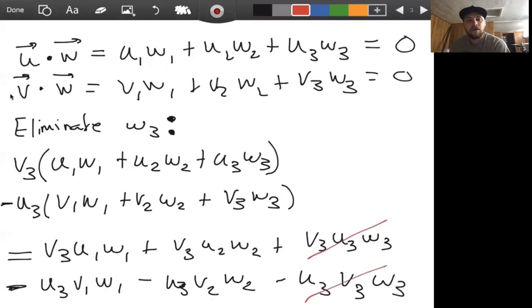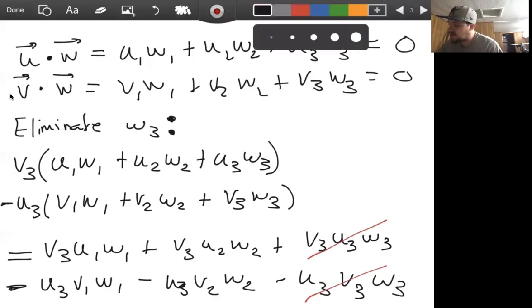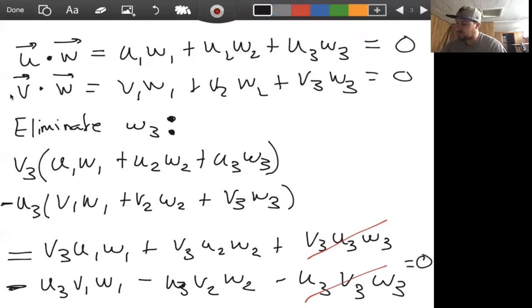And now, remember, this should be equal to 0 still, right? This whole thing is equal to 0 because on the left, we took v3 times the top minus u3 times the bottom. But if we did that to the right-hand side of the equation, we'd have 0 minus 0, which is still 0, right? So this entire expression should be equal to 0.